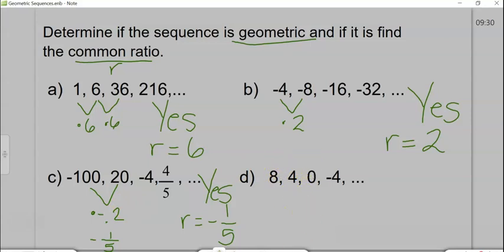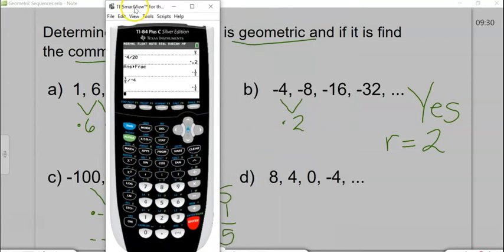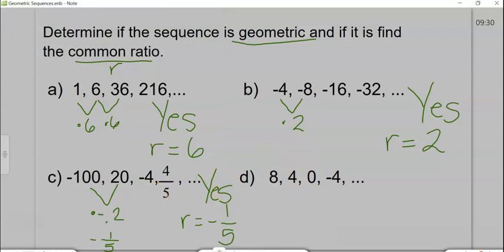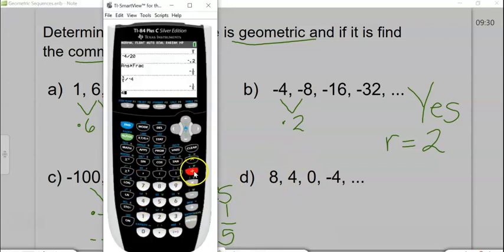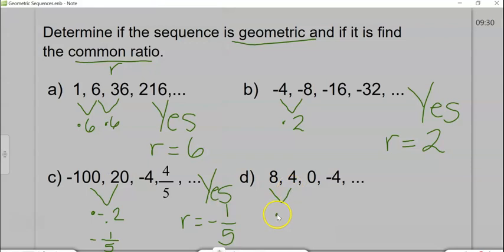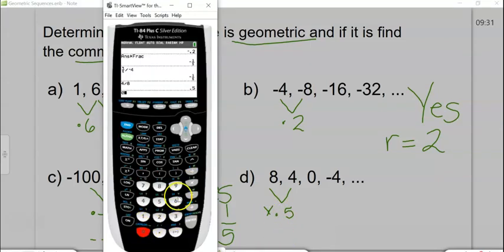All right, let's look at our last one. So as I look at it, starting with the second term, I'm going to do 4 divided by 8. All right, so I have 0.5, which you could change to a fraction if you want to. I'm going to leave it as a decimal this time. So I know that to get from here to here, they have multiplied by 0.5. So times 0.5. I'm going to put a little x this time for my times sign since I have a decimal. And then I'm going to go 0 divided by 4, because third term divided by the term before it.